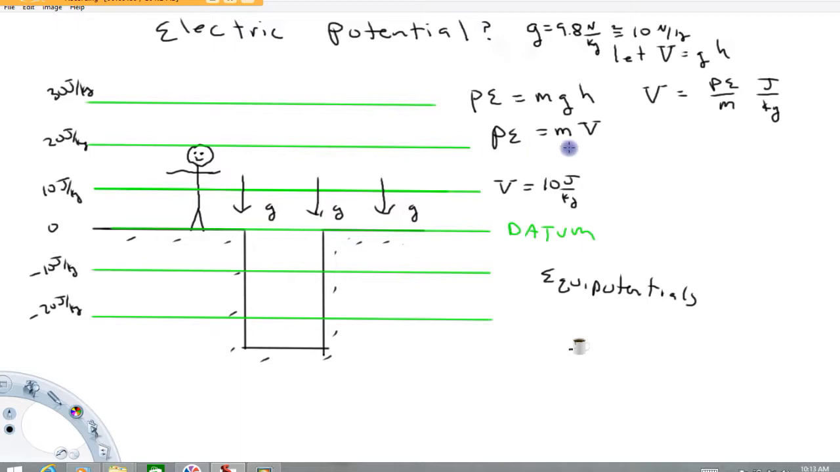Now, very important point though, again, in this picture, anytime you move down, you will drop in potential. Anytime you move up, you will increase in potential. Anytime you move left or right, there'll be no change in potential. You only change in potential when you move with or against the field. All right? So now let's get to electric potential.